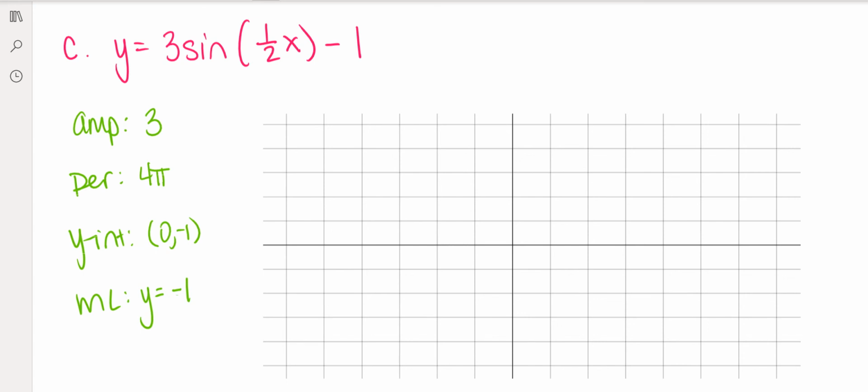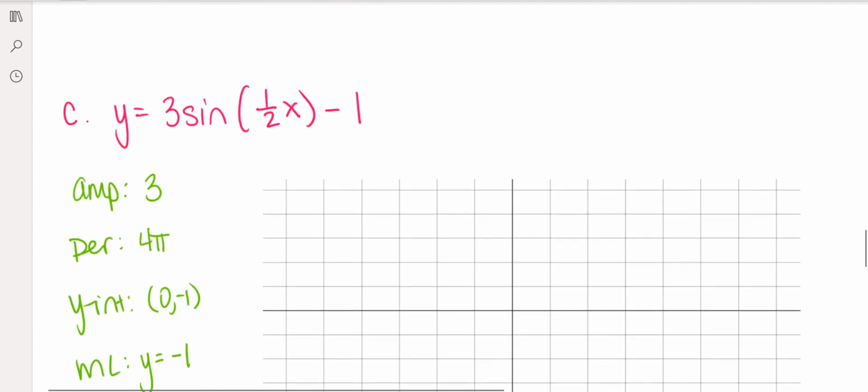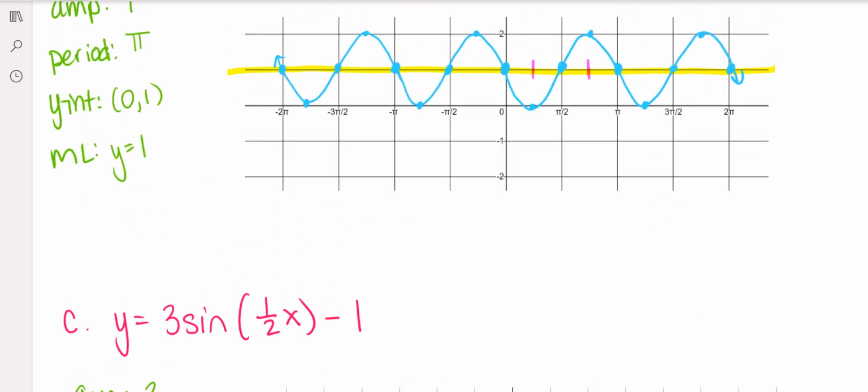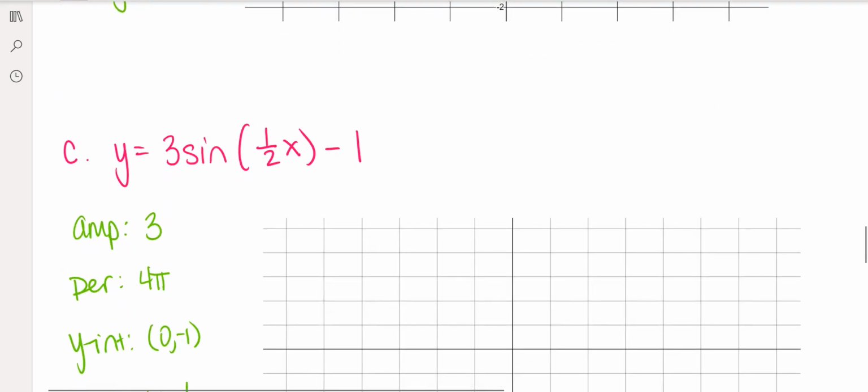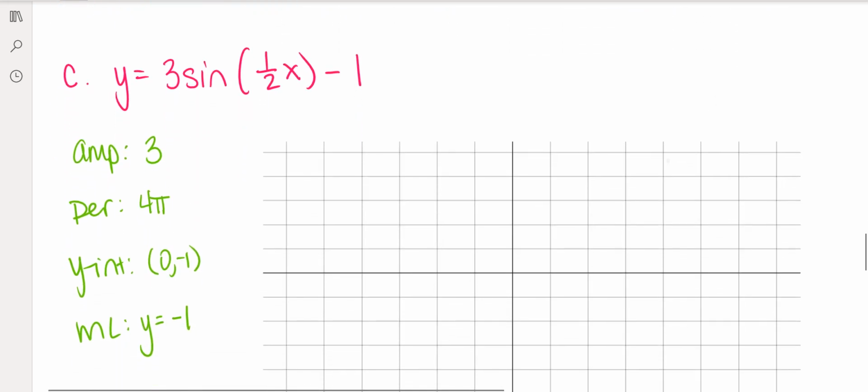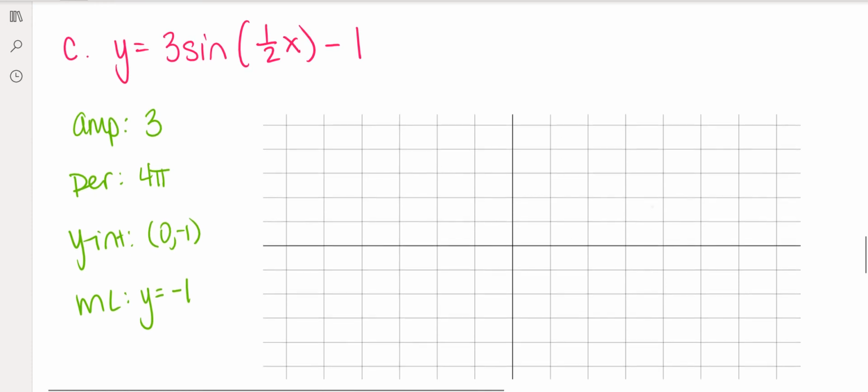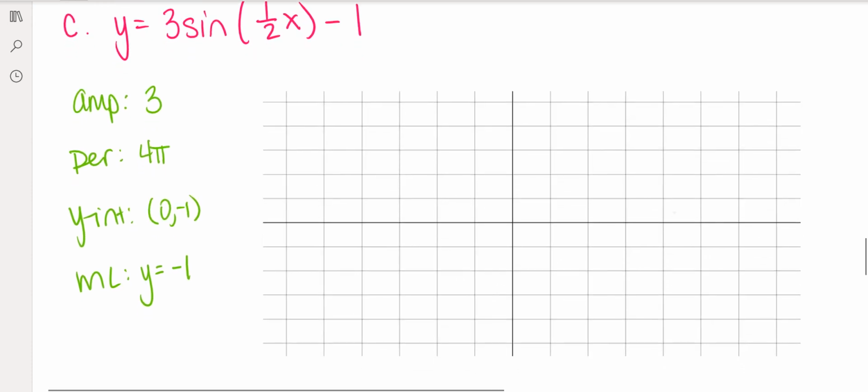Now, the reason I did not put the numbers on this one is because the period was 4 pi. That means this is going to be extended out really, really far. And I don't even know if I were to keep with the same scale that I have here, that every 2 boxes is pi, that I would have enough. Because this would be extended out really, really far.